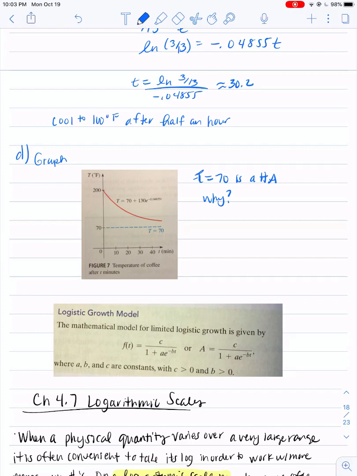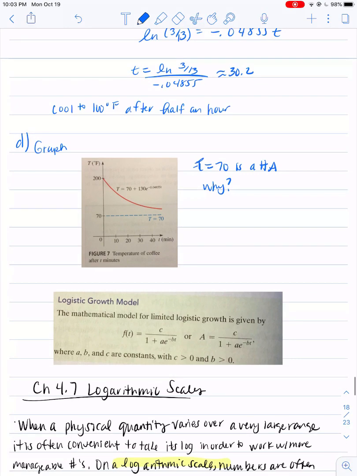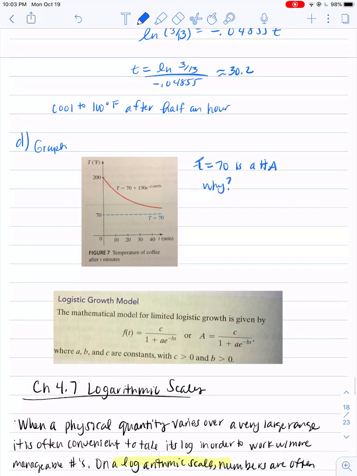I'm sure, like in the scientific world, there are fluctuations in the temperature, so that might change, and it depends like where the coffee is. But for our purposes, it's just going to stay at 70 because that's the constant room temperature, and the air is not going to be extracting heat from the coffee anymore because they've reached a stagnant temperature.